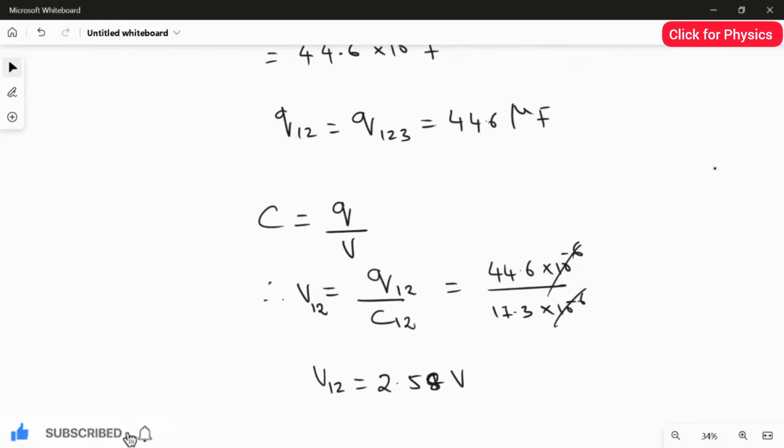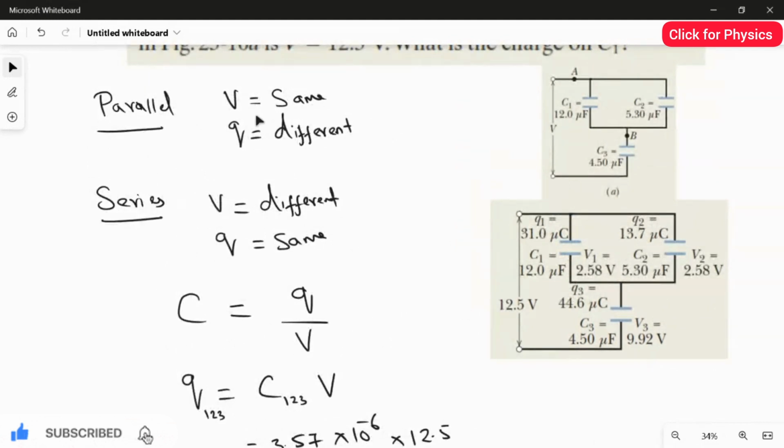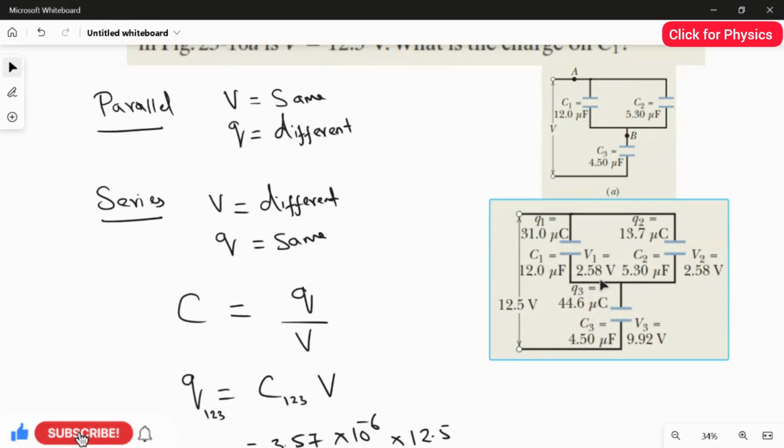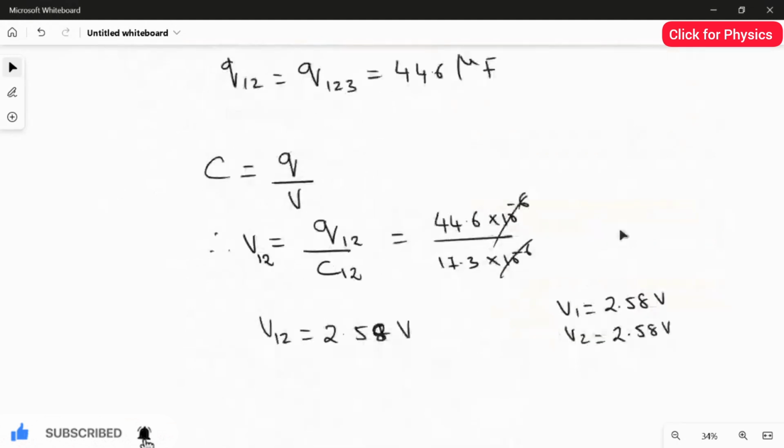So if the potential across V12 is 2.58, that means V1 is 2.58 volt and V2 is also 2.58 volt. Why? Because we already studied the rule. What is the rule? If the capacitors are arranged in parallel, the potential across each capacitor will be the same. You can see the potential across C1 is 2.58 and the potential across C2 is also 2.58. So it's exactly proved here, because the answer we have here is 2.58.